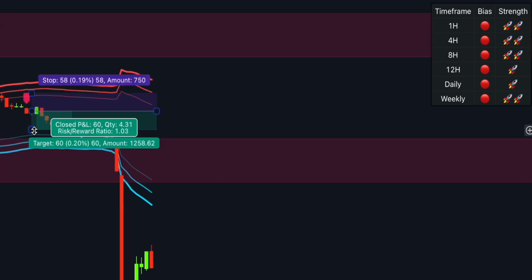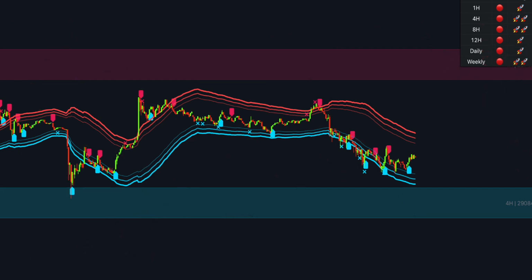This trade turned out to be successful. Traders, I hope the strategy's rules are clear. I tried my best to explain these complex conditions in the simplest way possible. Now you're equipped with the knowledge to go out there and crush it like a pro.